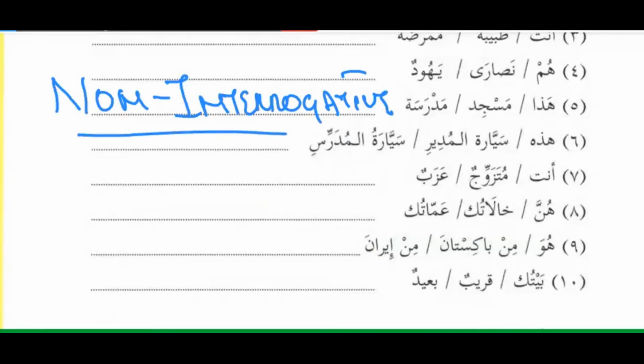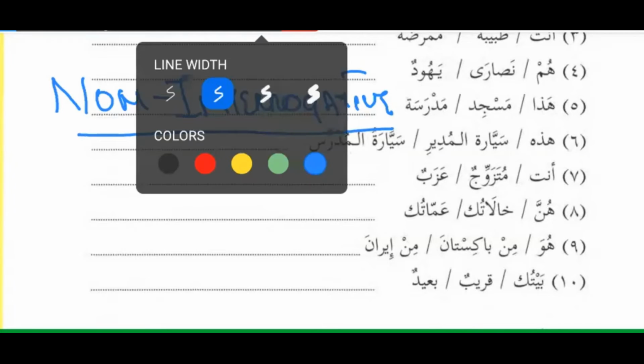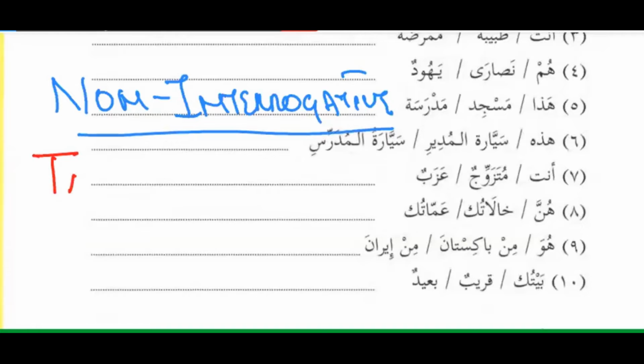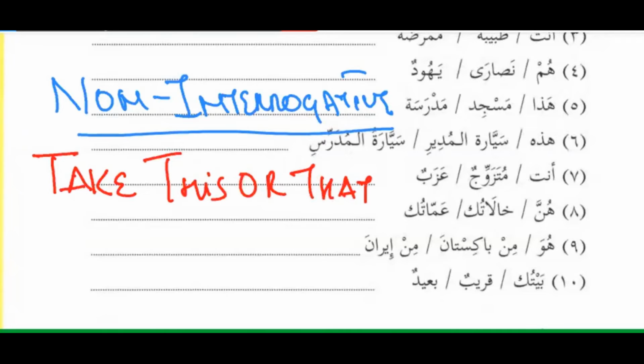Now let's say if there are some sentences which are non-interrogative, which are not questions, it can be a command or it can be a simple action. Let's say, take this or that. Please pen it down. Take this or that. How we will say?